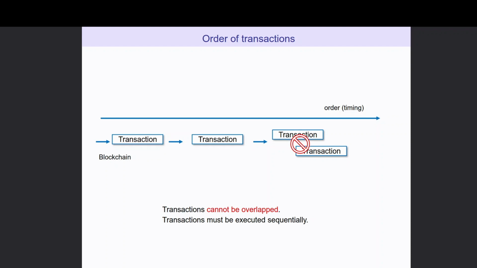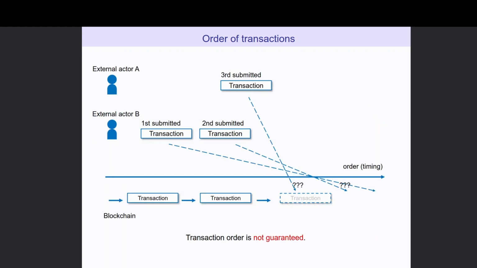EVM solves the problem of ordering of transactions in the simplest way possible, and that is that every transaction has to be executed sequentially. There is no possibility of executing two transactions at the same time. But what about the order of transactions? If we have, for example, two external actors, and actor B first submits two transactions and then actor A submits a third transaction, how do we guarantee that the order of the transactions will be preserved?